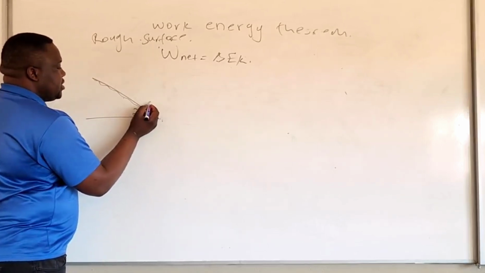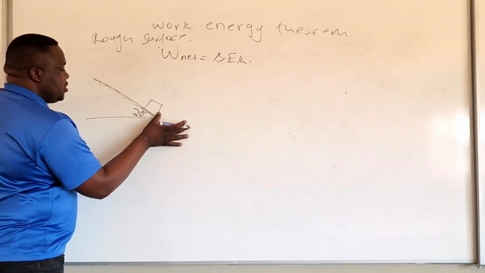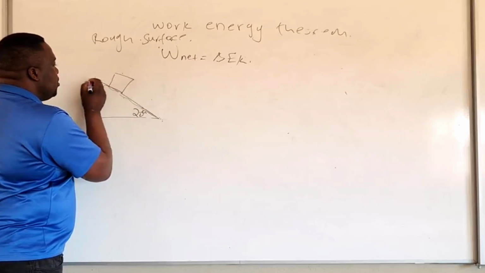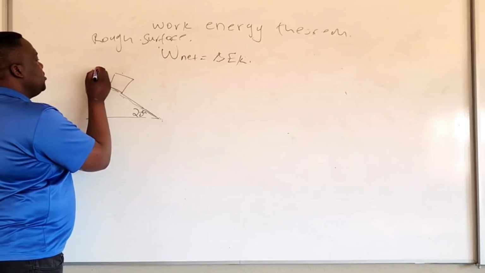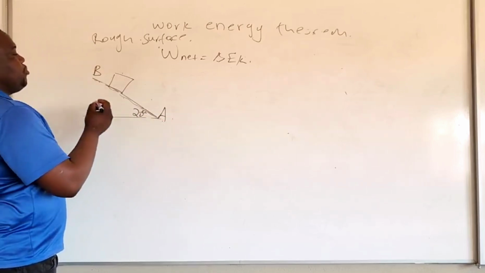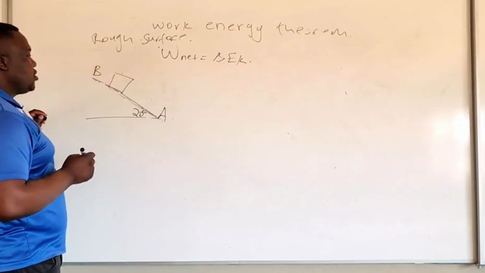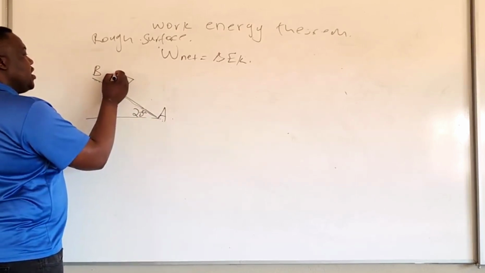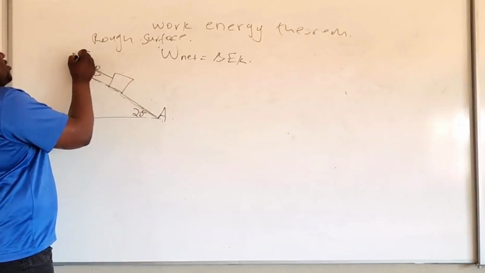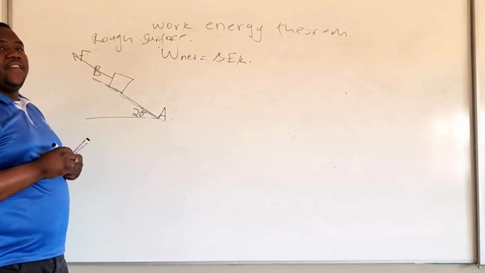Then we put the object here. The object is going down, it's going up. The object is going up, it is now up, from point B to A. The object is moving up, and there is an applied force. There is force F, which is causing the object to move on a rough surface.